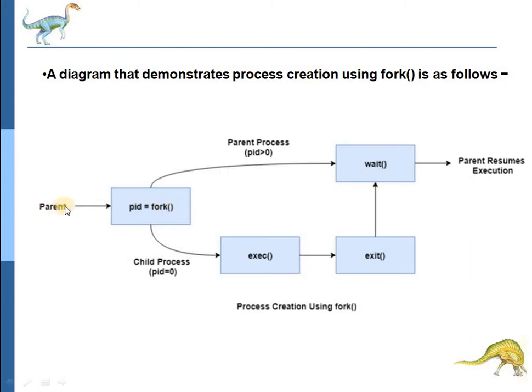Here, a parent process creates a child process by using the fork system call. When a new process is created, there are two possibilities. The parent continues to execute concurrently with its children, or the parent waits till some or all of its children have terminated.